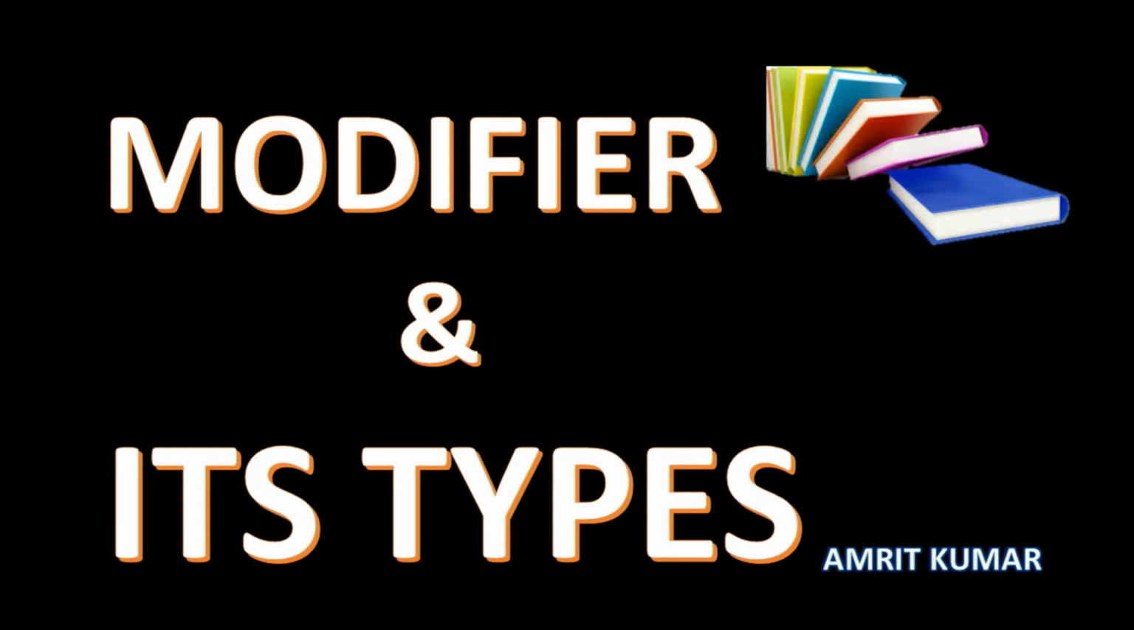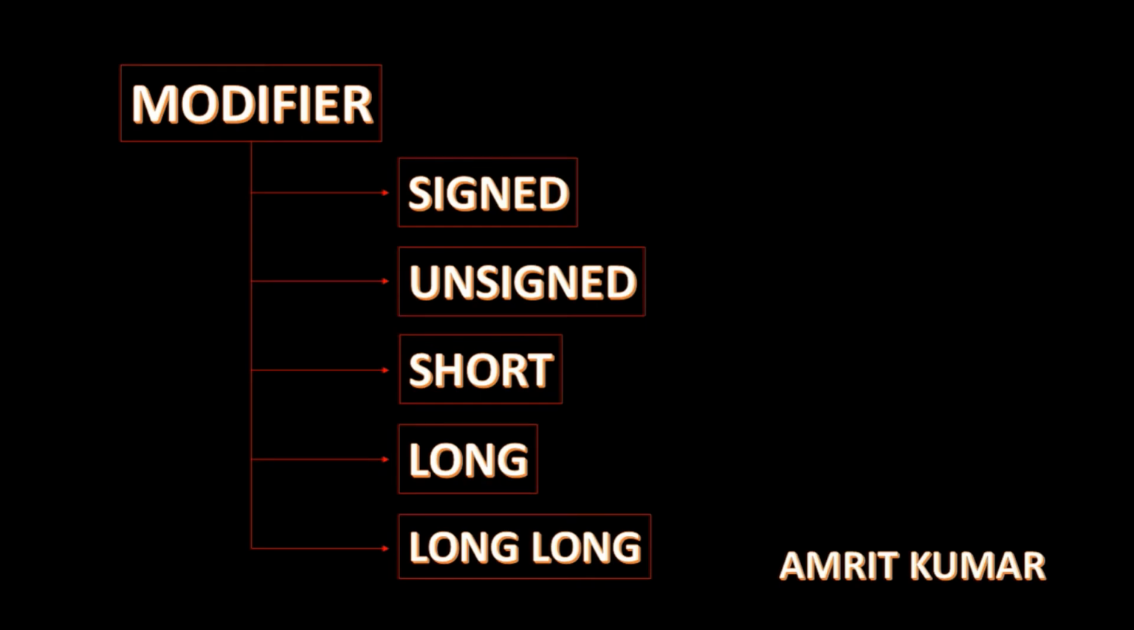We have talked about how the modifier has been classified into 5 sections: signed, unsigned, short, long, long long. Now let's move on to the topic of how we can use the modifier with data types like character or integer. So here you are seeing that modifier has been classified into 5 categories: signed, unsigned, short, long and long long. Now we are going to learn about signed and unsigned.